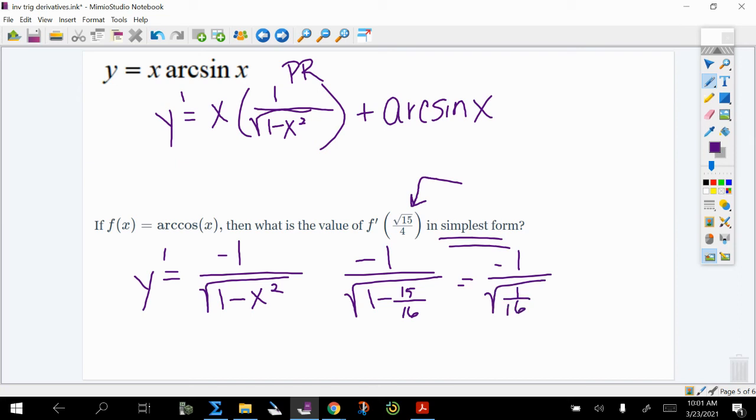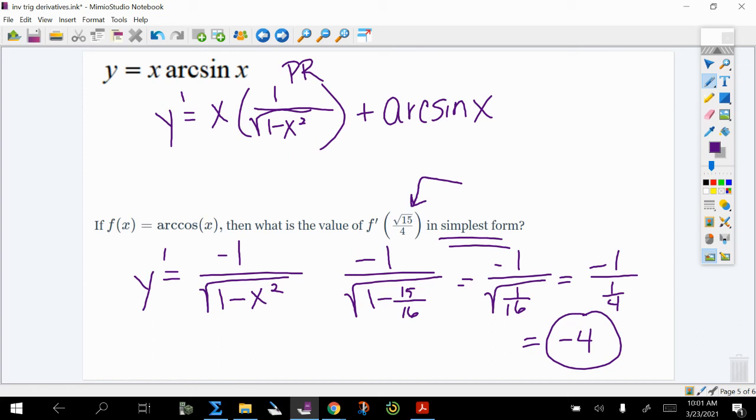That is a perfect square, and that shouldn't surprise you. If they tell you to do it in simplest form, it's probably because things simplify maybe even more than you realize. The square root of 1/16 is 1/4. You can just square root the top and square root the bottom. And then when I multiply by the reciprocal, I get -4.